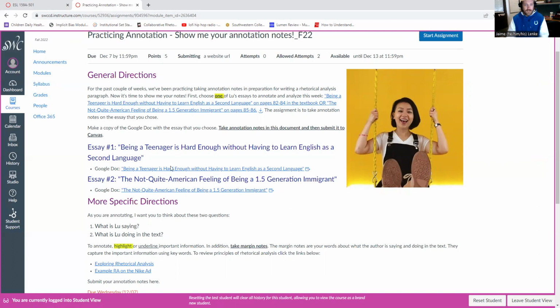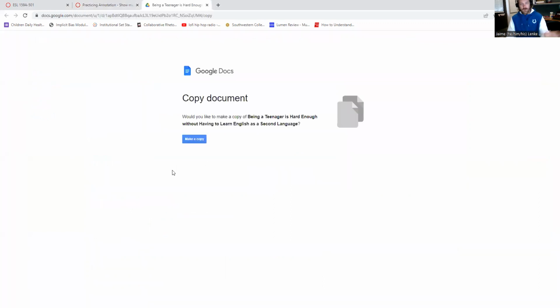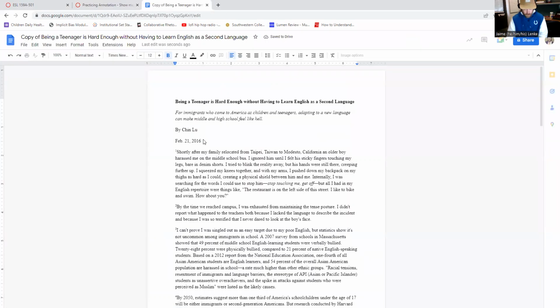You're going to click one of these links, and when you click this link, it's going to open up a page that says, do you want to make a copy? You're going to say yes. And then you're going to annotate this article. That's the completing this assignment part: giving some thoughtful annotation, so underlining key ideas or vocabulary that you don't know, or asking questions.